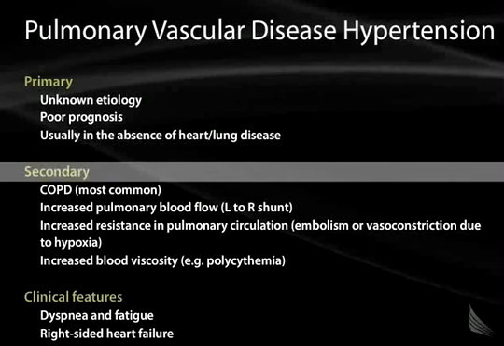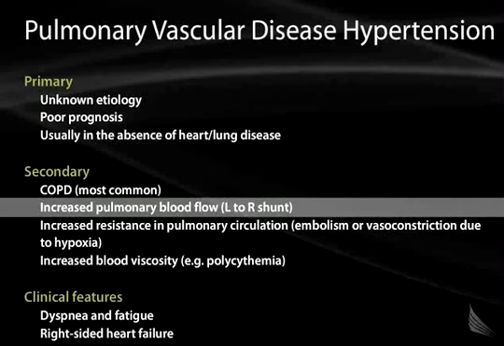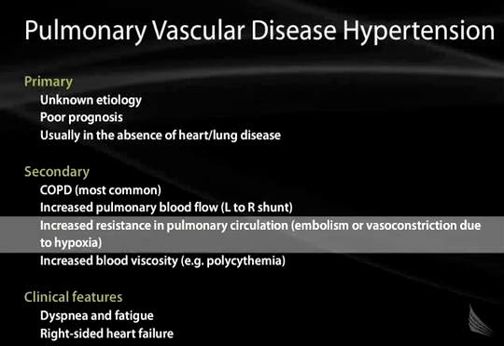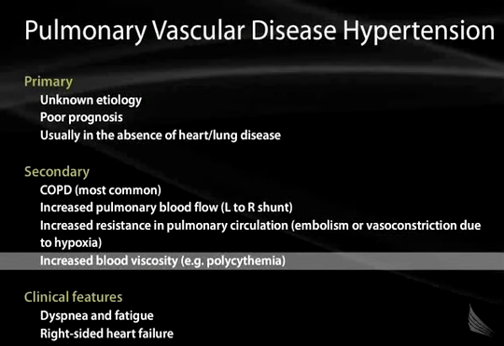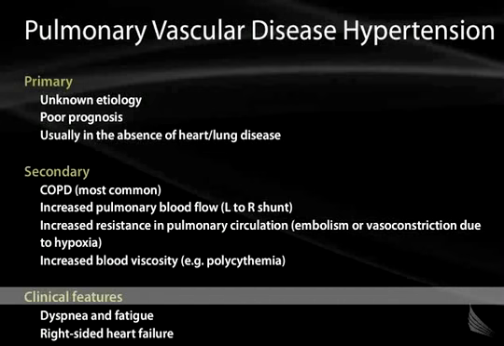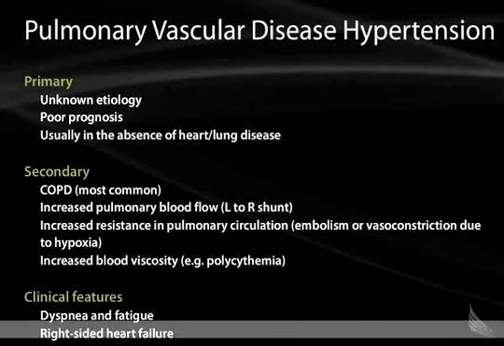Secondary pulmonary hypertension is normally due to a secondary process, such as COPD, increased pulmonary blood flow, such as a left to right shunt, embolism, or chronic hypoxemia, as well as increased blood viscosity, such as polycythemia. The clinical features of both primary as well as secondary pulmonary hypertension include dyspnea and fatigue and eventual right heart failure.